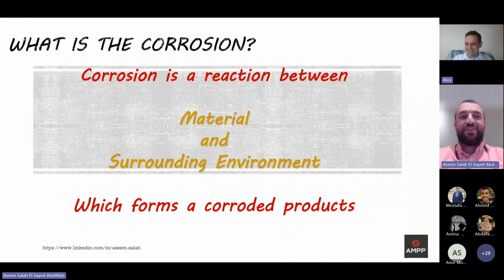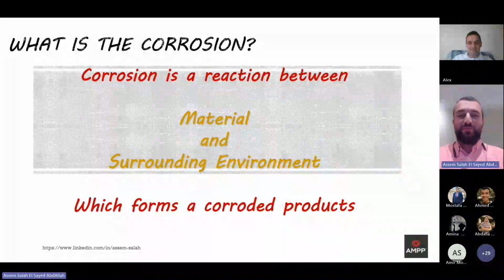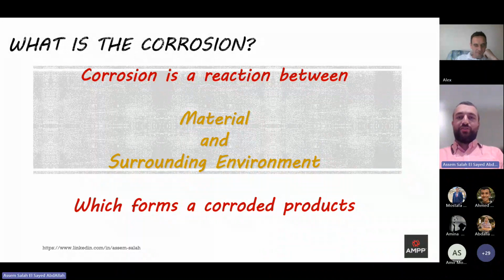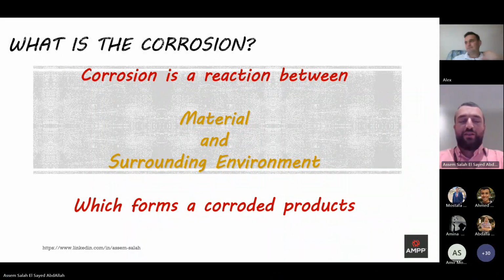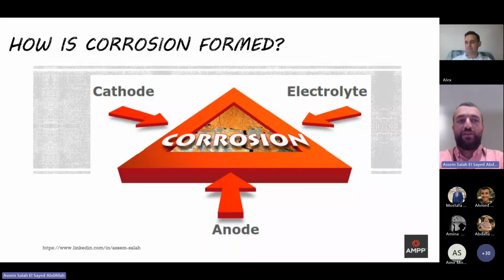Okay, now we are asking about what is the corrosion. The corrosion is a reaction between material and surrounding environment, not necessarily steel. We are talking about steel because steel is the most common material which has been used throughout history. But in general, corrosion is a reaction between a material and the surrounding environment. And we have a triangle of corrosion. If these three angles of the triangle are present, you have to protect your material from corrosion.